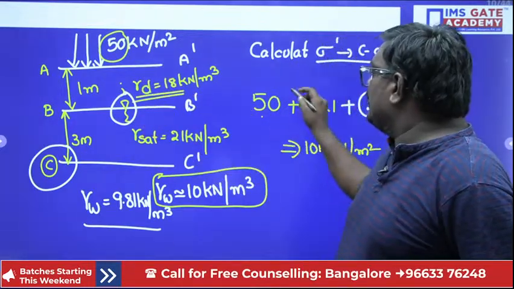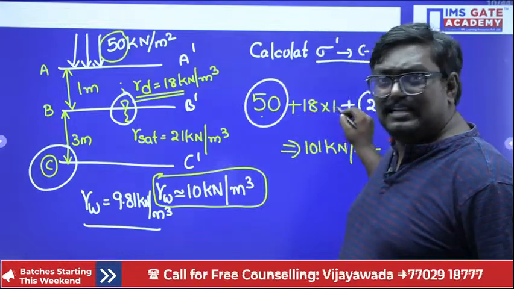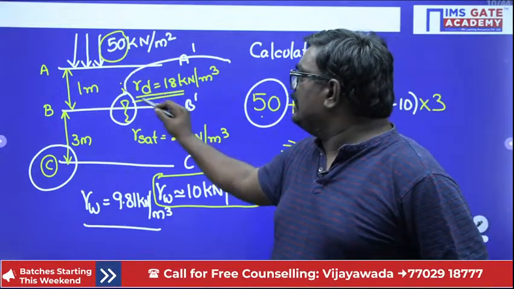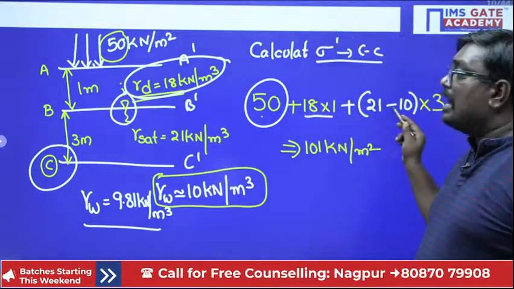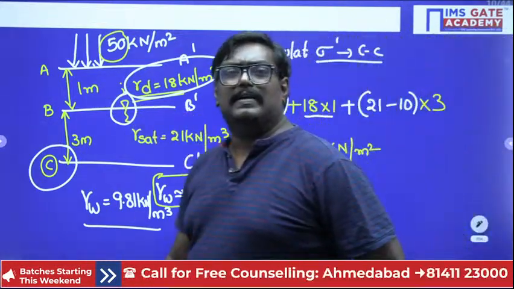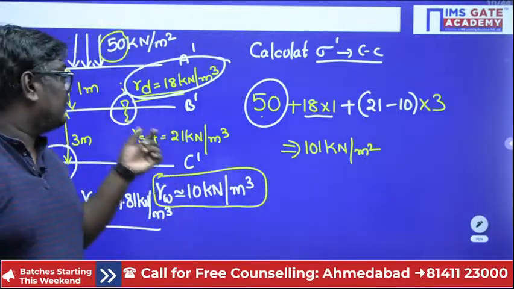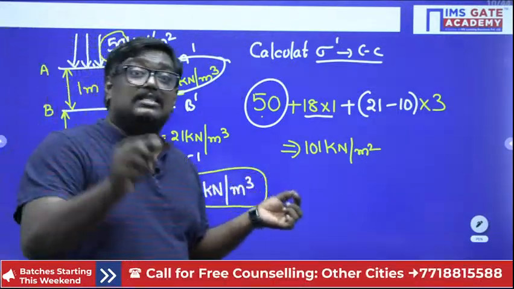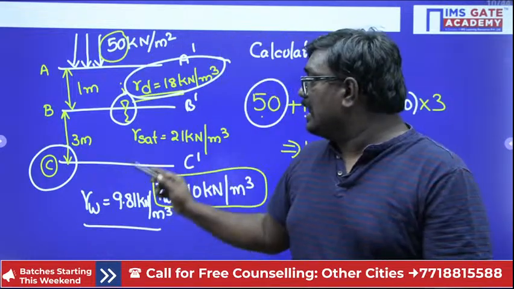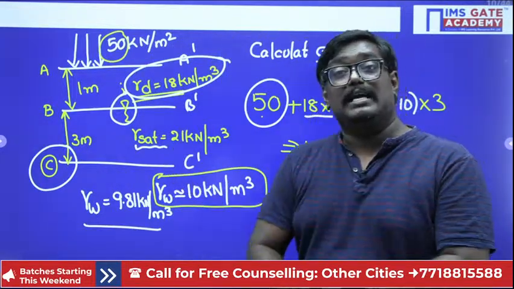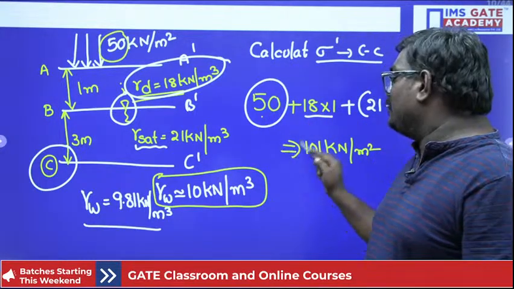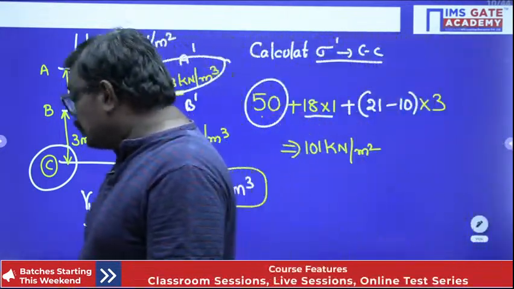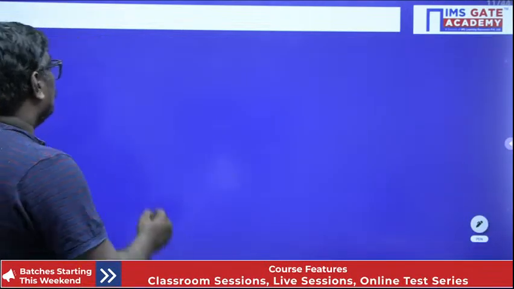So you can write here as 50 plus 18. So this is 18 into 1, you can write it as 18. And there is a water table here, student. As there is a water table here, in case of water table, gamma sat will be replaced by gamma dash. So I have applied the three concepts and I have done it as one at one. So let us solve how we can do individually.